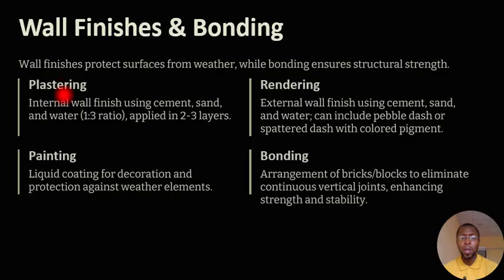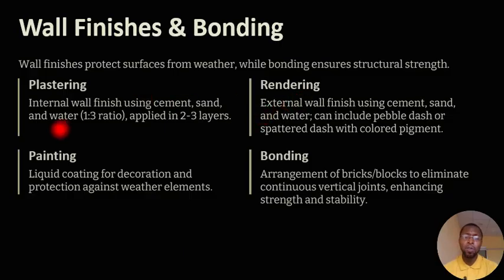One of the wall finishes is called plastering. Plastering involves internal wall finish using cement, sand, and water in the ratio of 1:3, and it is applied in 2 to 3 layers. So this is done internally. That's why when you look at the wall of your room, you see that it's well cemented before it is painted. And then we have the rendering.